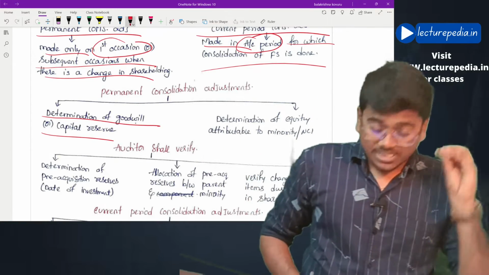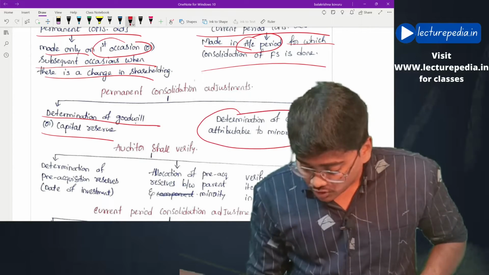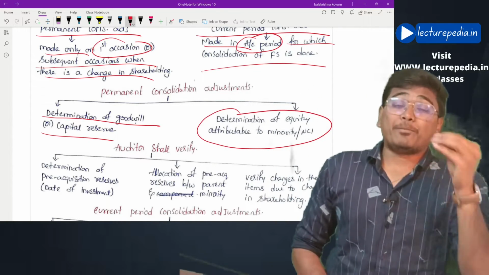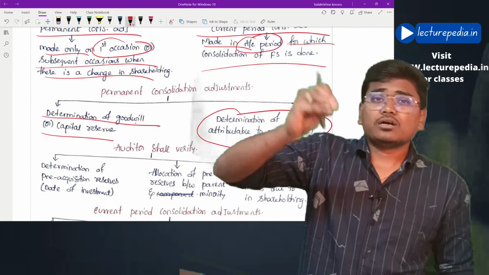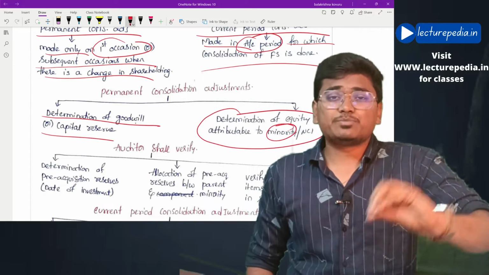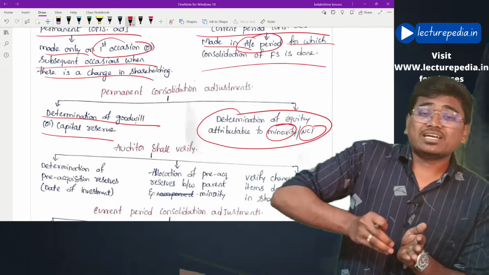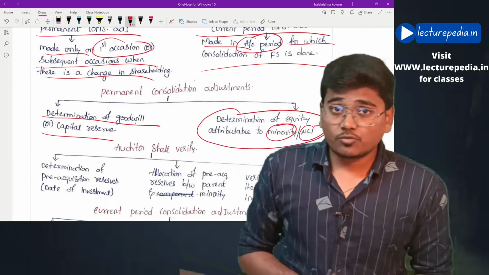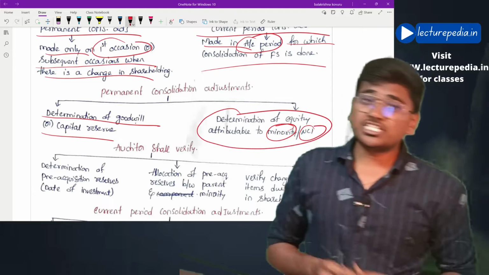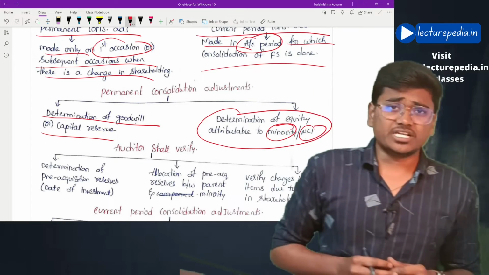So this is one permanent consolidation adjustment, and another one is determination of equity attributable to minority or non-controlling interest. Minority you will be calling as per AS 21, and non-controlling interest you will be calling as per Ind AS 110. What is the equity attributable to these people? Even this is a permanent consolidation adjustment.